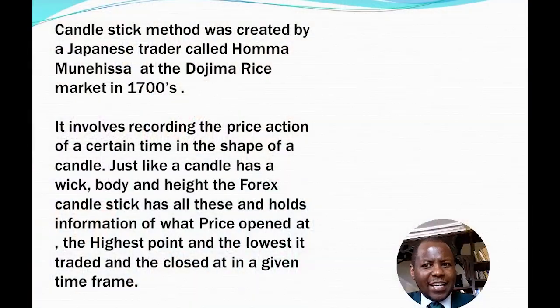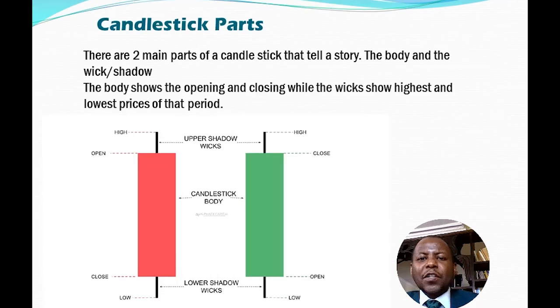So take that information now and bring it into what we are saying here, that it involves recording the price action of a certain time in the shape of a candle. Just like a candle has a wick, body, and height, the Forex candlestick has all this, and holds information of what price opened at. So in that one candle, there's the opening, the highest point, and the lowest it traded at. All right, moving on, so that we can understand this, we need to see the different parts of a candle. Here we go.